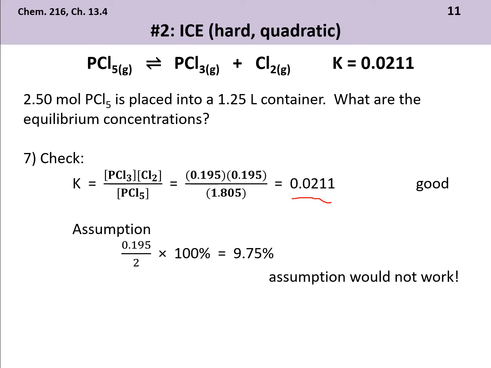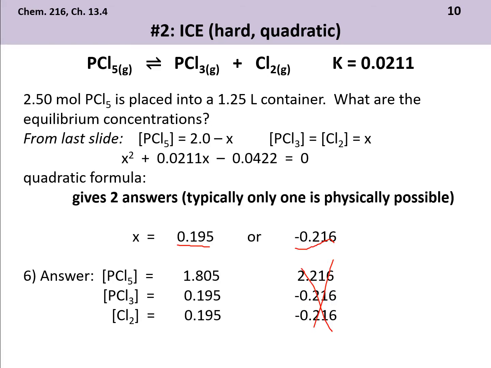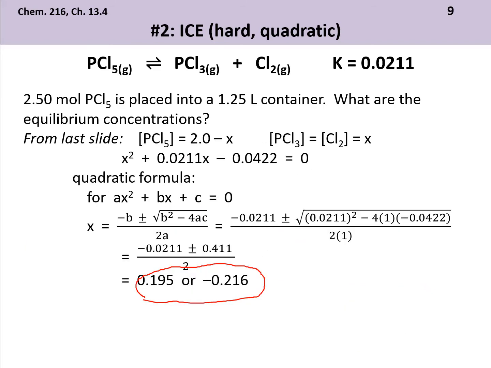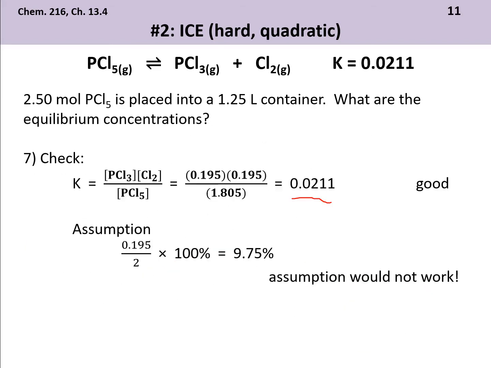By the way, notice how we said the assumption wasn't good enough, right? If we had used the assumption, we would have said that 2 minus x was just equal to 2, okay? So what we would have gotten was 2. In reality, what we got was 1.085.